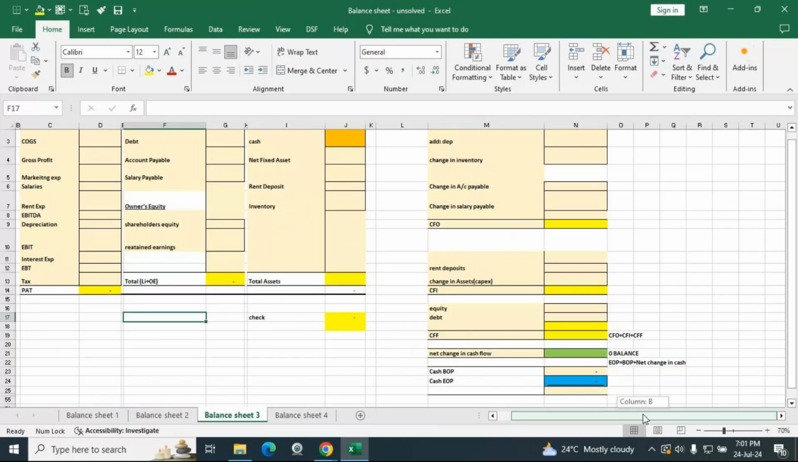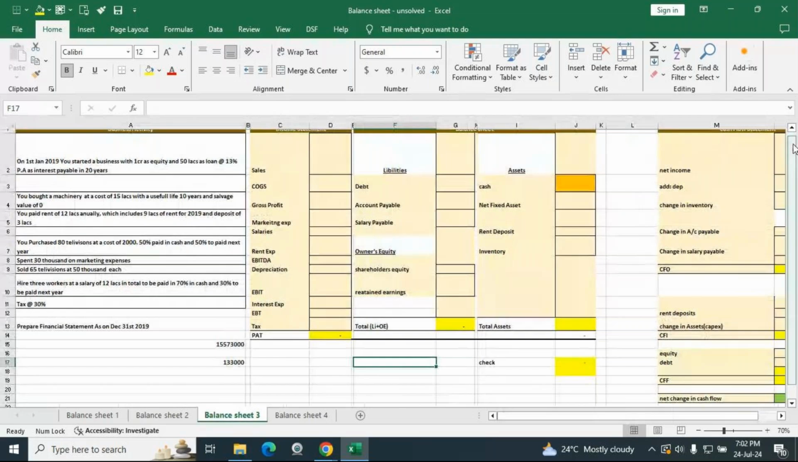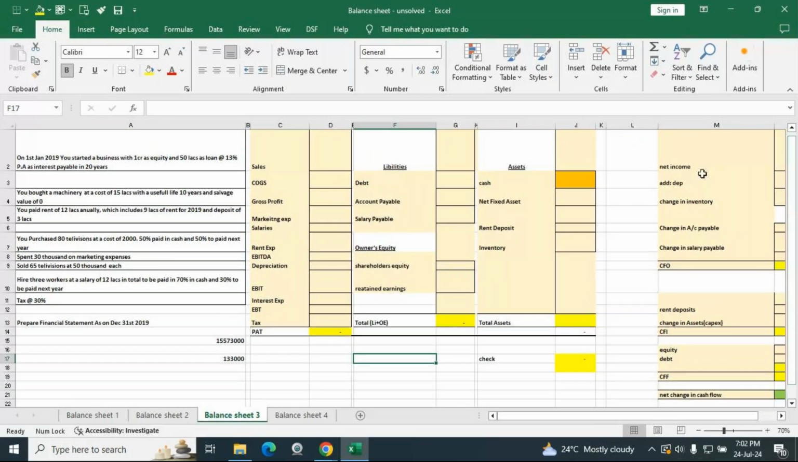Ma'am, can you please solve the second cash flow? I wanted the others, the ones who were saying that they did not understand, to solve it. Tomorrow I'll solve it and show. Okay, ma'am.